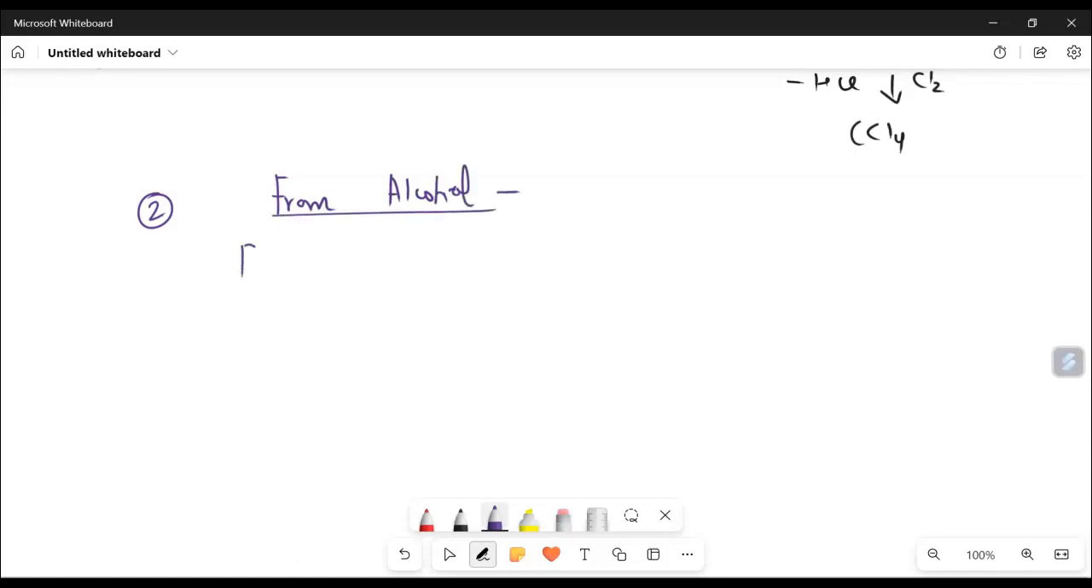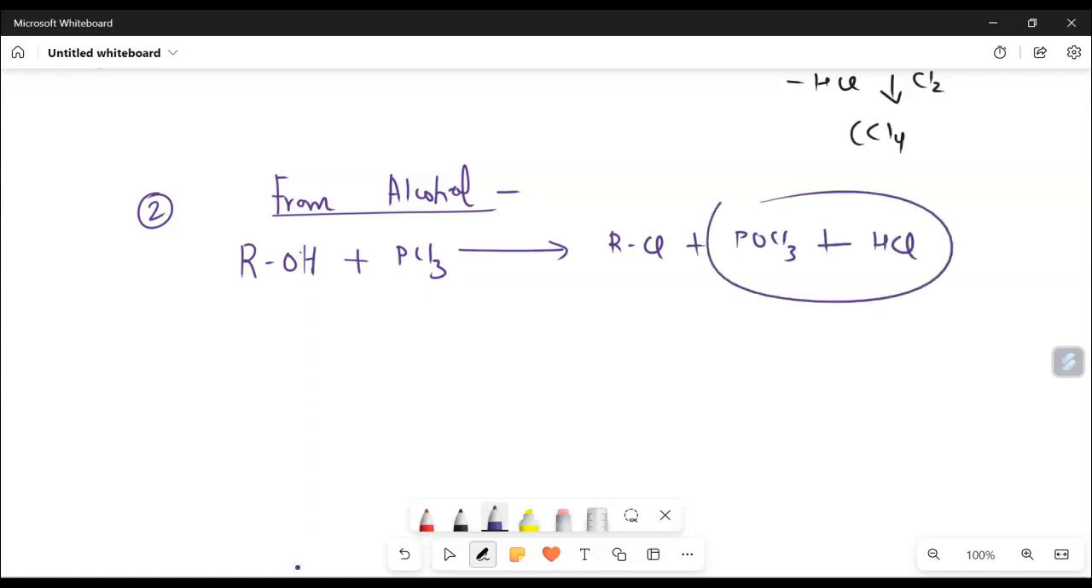The second method is from alcohol, that is ROH. This is your alcohol ROH plus PCl3. So it will form RCl plus POCl3. Very, very important, this HCl. These two products are very important. You have to remember those. ROH plus PCl3 gives RCl plus POCl3 plus HCl. So this is your first method.